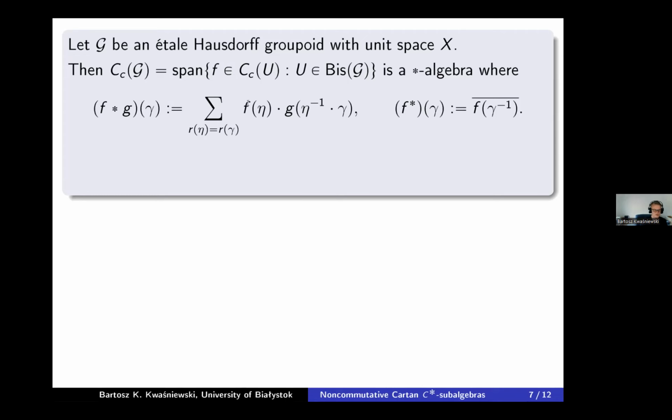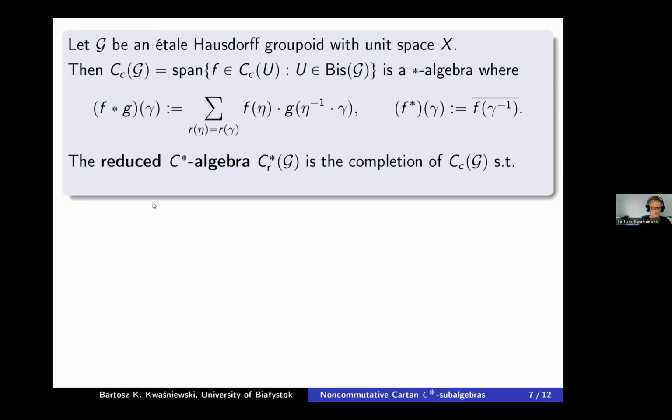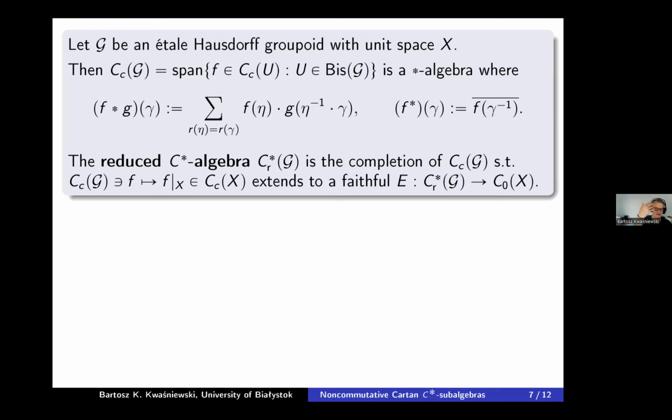Because this is an étale groupoid, in fact this sum is finite. It runs over all etas such that this product makes sense, but in fact, apart from a finite number of etas, this will be 0. So this makes sense. This is a nicely defined star algebra. And there is a nice completion of this star algebra that gives us the reduced groupoid star algebra. So there is the maximal and the reduced one. We are interested in the reduced one.